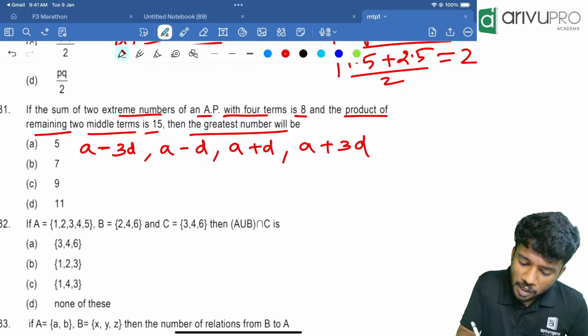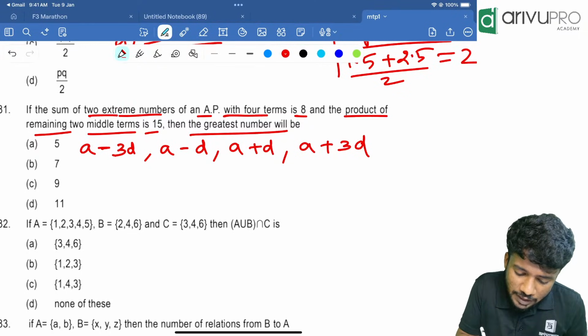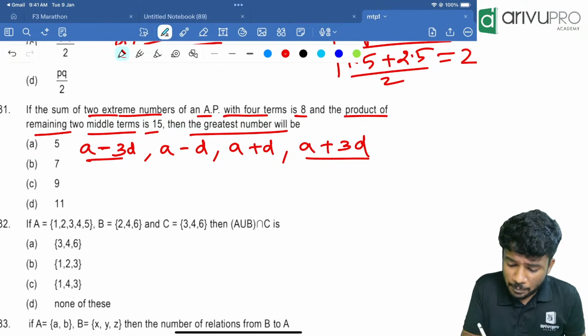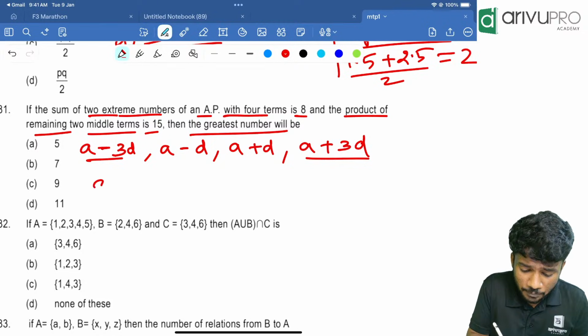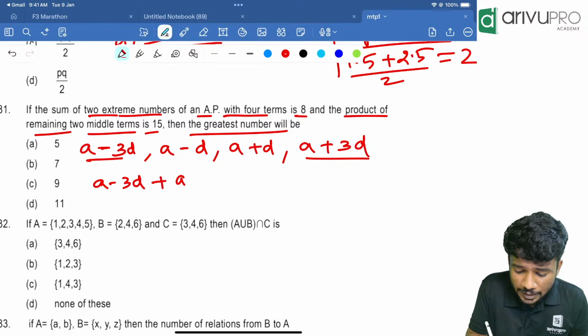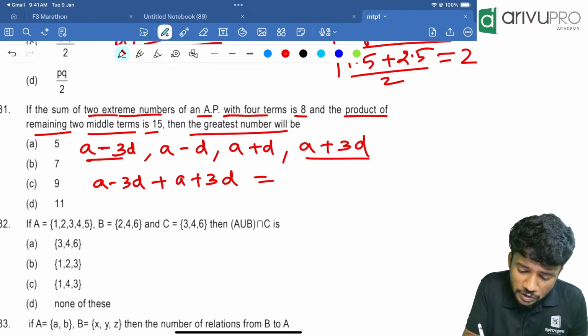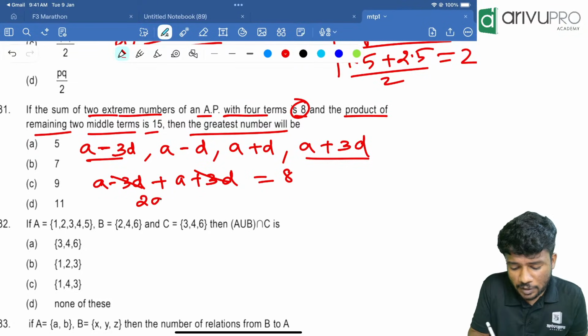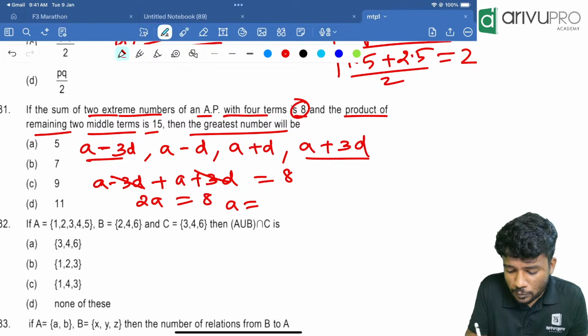Now we need to check. The sum of two extremes. Extreme means a minus 3d and a plus 3d. What is the sum? a minus 3d plus a plus 3d, which is equal to 8. Minus 3d plus 3d cancel. What is remaining? 2a is equal to 8. a is equal to 4.